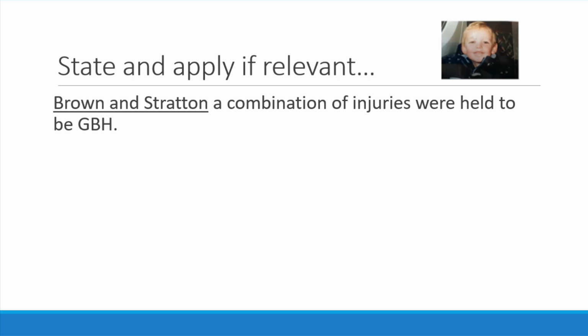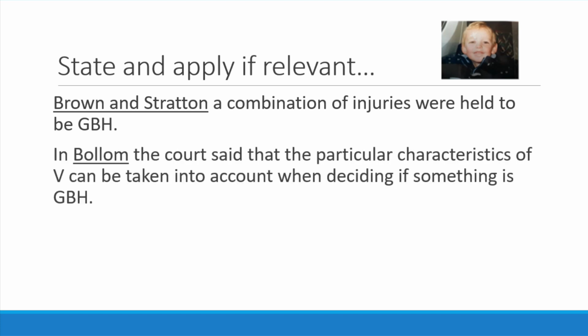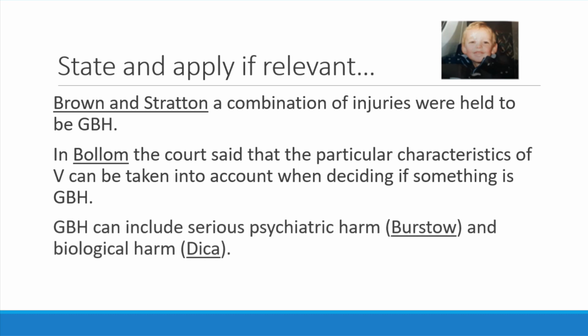There are a number of other cases that might be relevant. For example, if someone has suffered a combination of injuries, that can amount to GBH, and that was the case in Brown and Stratton. In Bolam, the court said that the particular characteristics of the victim can be taken into account when deciding if something is GBH, and in that case the 17-month-old baby was held to have suffered GBH because of the quantity of bruising on a baby, and that would equally apply to elderly victims as well. And GBH can include serious psychiatric harm, that was confirmed in Burstow, and even biological harm confirmed in Dica.